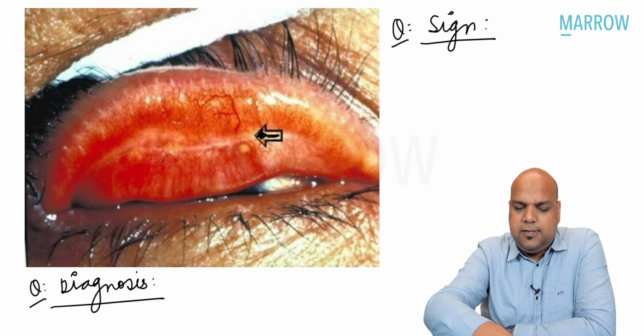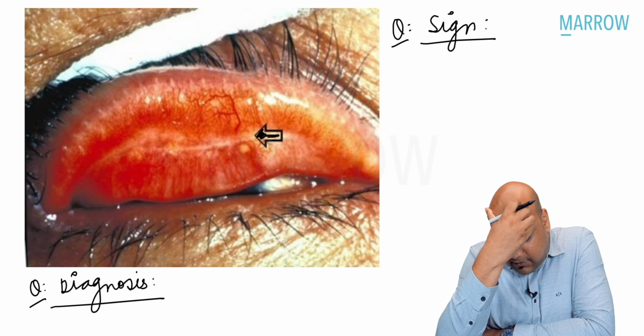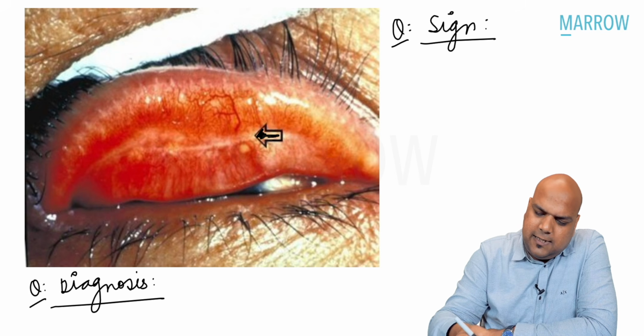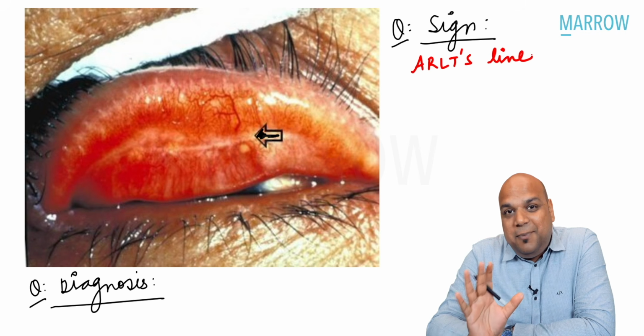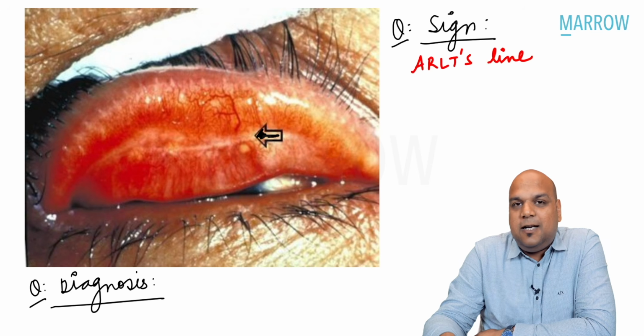Conjunctiva. So start thinking conjunctiva. When in doubt, at least start thinking about the chapter. In conjunctiva, what have we read about this? A band, a line. As soon as I say a line, this word comes to mind: Arlt's line. At least I'm making an educated guess. I've read this word. It's an Arlt's line. And yes, that is what it is. It is a line of cicatrization.